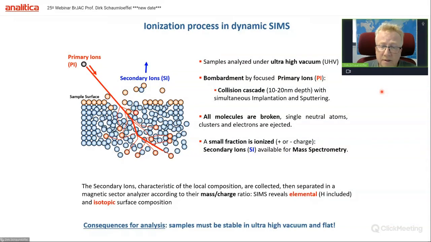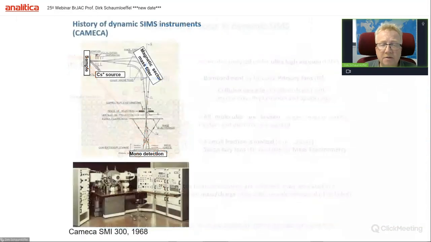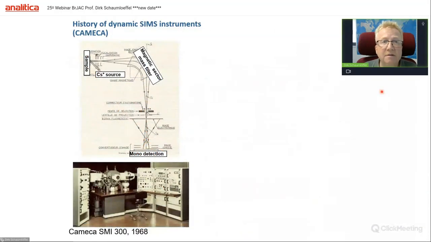And the consequence is that the samples must be stable in ultra-high vacuum and must be flat. We will come back later to this point during sample preparation techniques. And a little bit of history of SIMS or dynamic SIMS instruments. They were mainly developed by the Société Cameca.